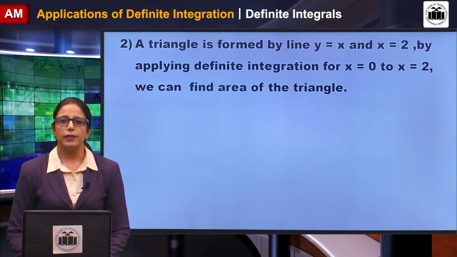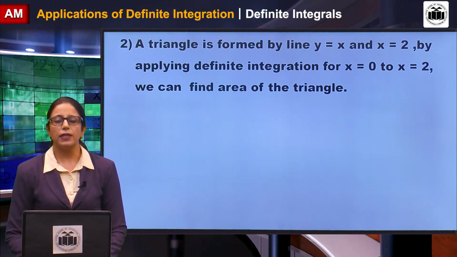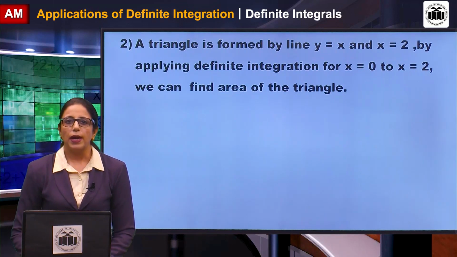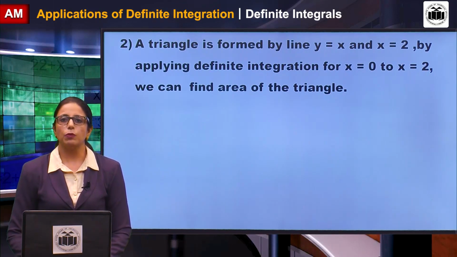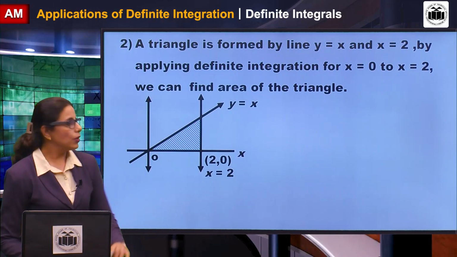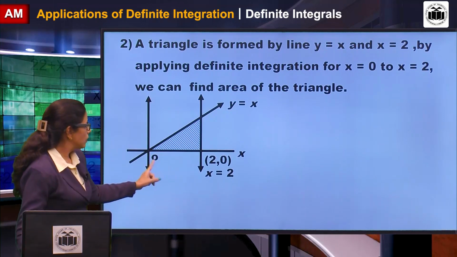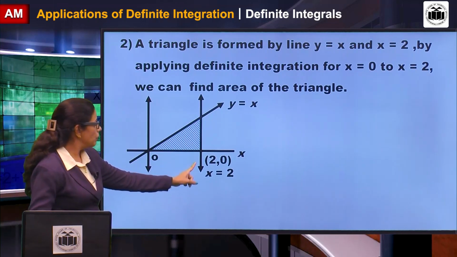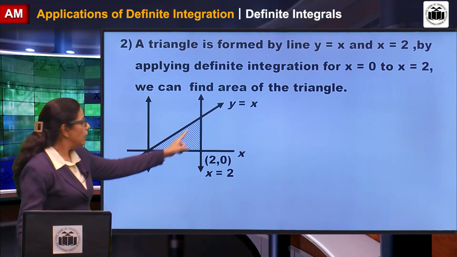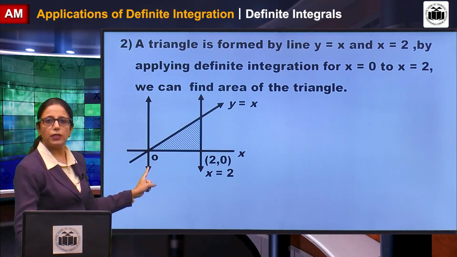Alright, let us see another example. Here a triangle is formed by the line y is equal to x, which is a line passing through the origin, and x is equal to 2, which is a line perpendicular to the x-axis. By applying definite integration from x is equal to 0 to x is equal to 2, we can find the area of the triangle. Now you can see this is the line x is equal to 2, which is perpendicular to the x-axis and parallel to the y-axis. Then we have the line y is equal to x, which is passing through the origin.